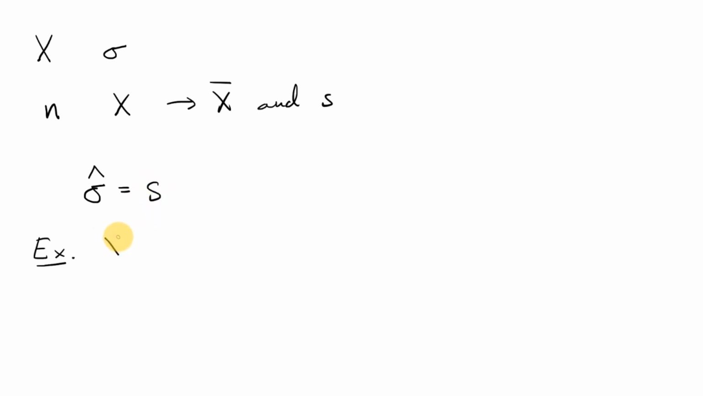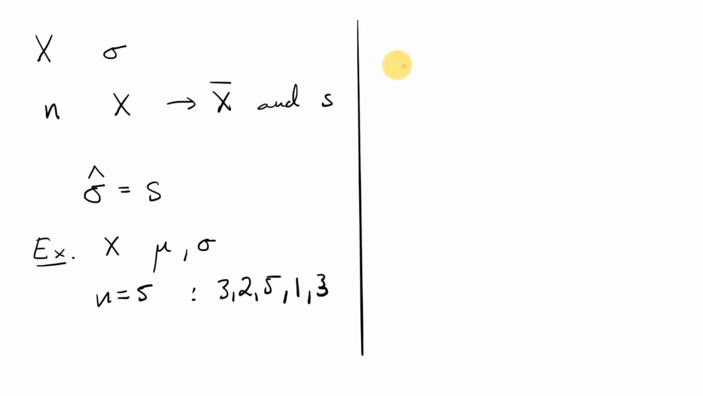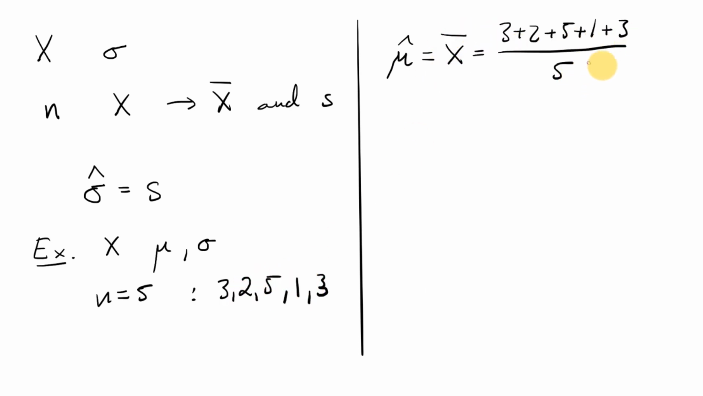For example, if x has an unknown expectation value mu and standard deviation sigma, let's say we have done 5 observations of x, giving the data set 3, 2, 5, 1, and 3. Then the point estimate of mu is the mean of this sample, which is given by this, equal to 2.8.